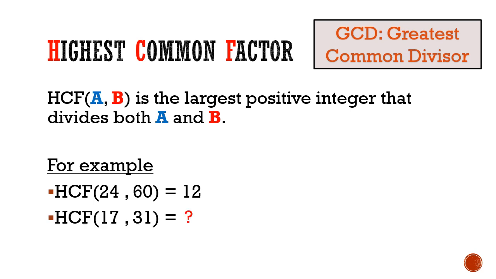What about the HCF of 17 and 31? Well, 17 is a prime number, 31 is also a prime number. Prime numbers are only divisible by 1 and itself. So the HCF of two prime numbers would be 1.